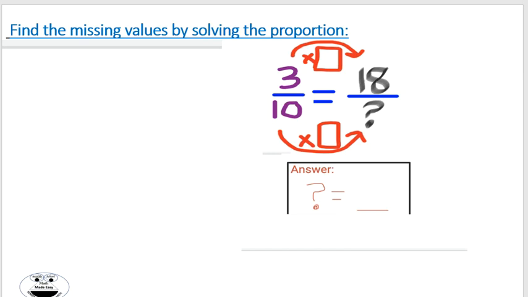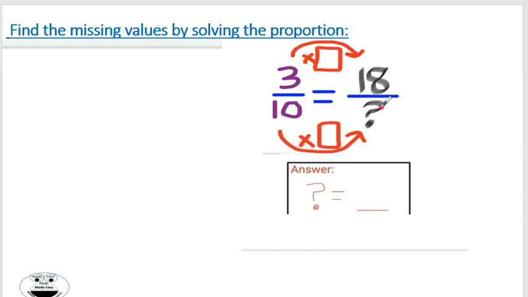In a proportion, when we multiply by the same number on the top and bottom, we get another equivalent ratio. So what this means is we have to figure out what number the person multiplied by here to go from 3 to 18. And then we could put that same number here on the bottom and then multiply 10 by that number to find the missing question mark.